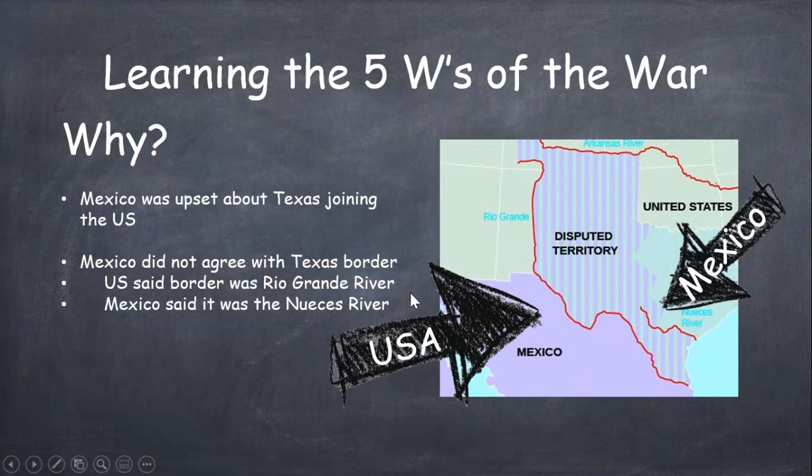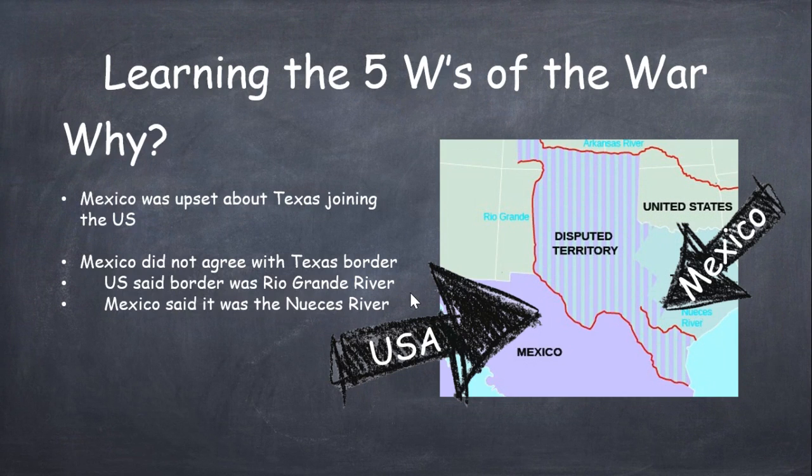So Mexico was upset about Texas joining the United States. We talked about this a few weeks ago. Mexico was not happy. They tried to take back Texas during the revolution. Their president came up and he got captured and whatever. We learned all about this last week. So Mexico did not agree with the Texas border, like I said.